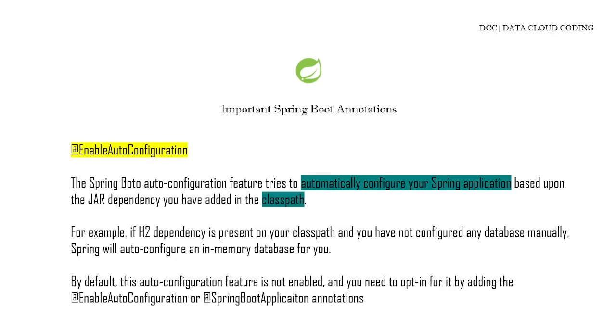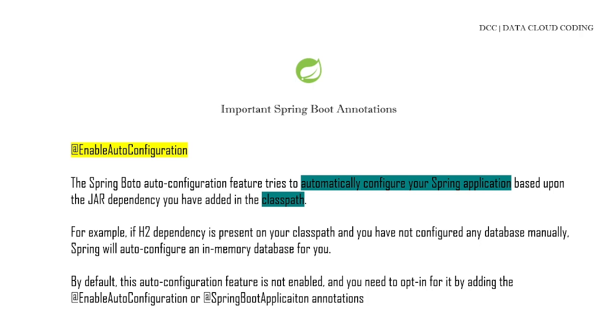So talking about the @EnableAutoConfiguration annotation. This is the annotation that brings the auto configuration feature of Spring Boot. The Spring Boot auto configuration feature tries to automatically configure my Spring application based upon the jar dependencies that I have added in the class path. For example, I have an application in which I have added the h2 dependency. Then we do not need to configure any database manually. Spring Boot will automatically configure an in-memory database for me.